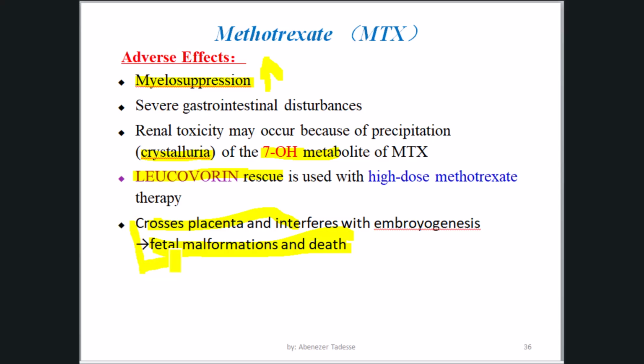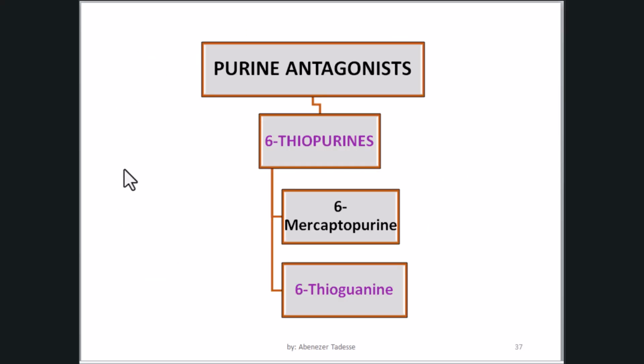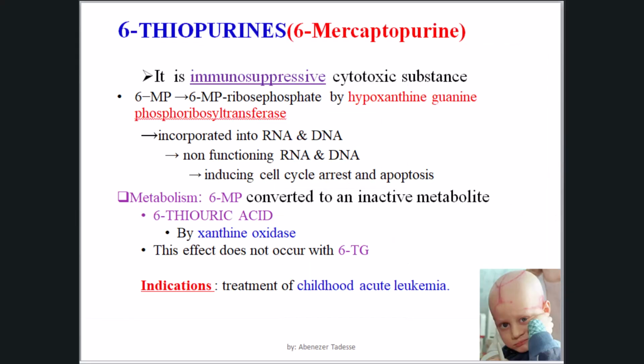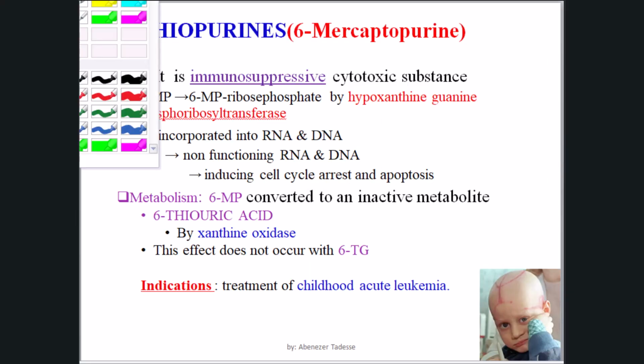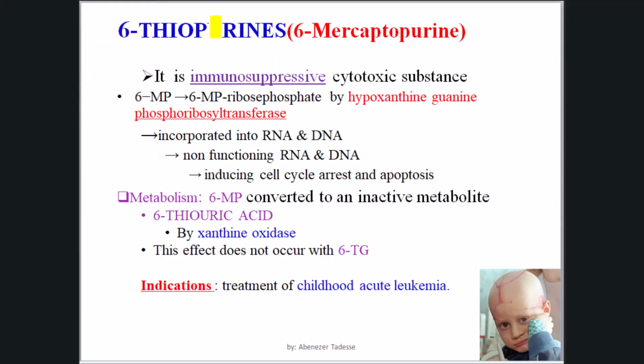The other one is purine antagonists. This contains 6-thiopurine, or mercaptopurine, and 6-thioguanine. The 6-thiopurine contains both drugs. So let's see each. The 6-mercaptopurine, after it enters into the body, needs metabolic activation to 6-mercaptopurine ribosephosphate through the enzyme hypoxanthine guanine phosphoribosyl transferase.